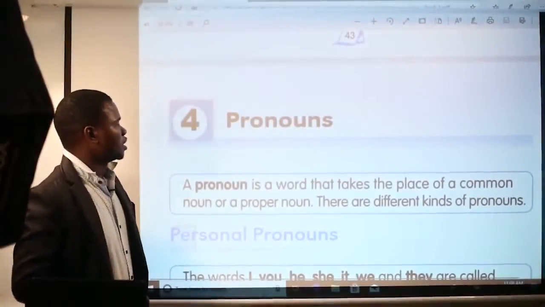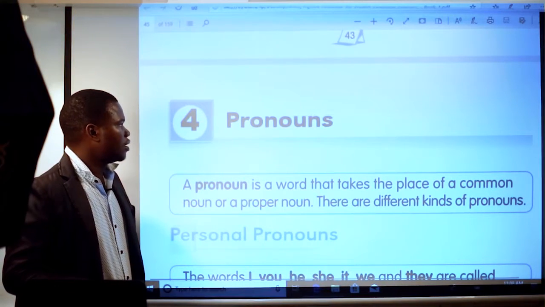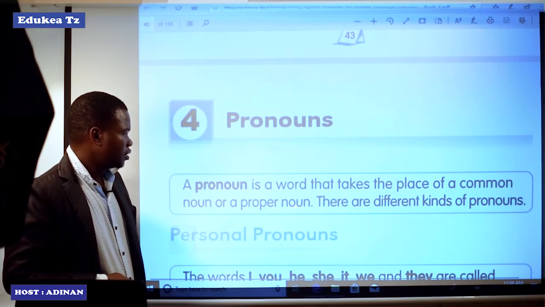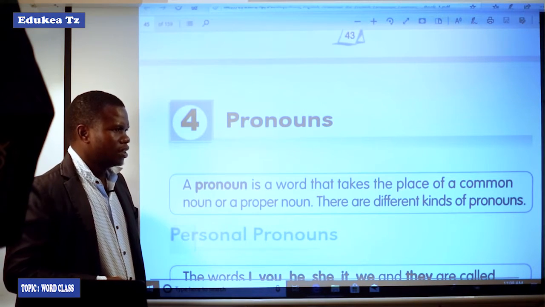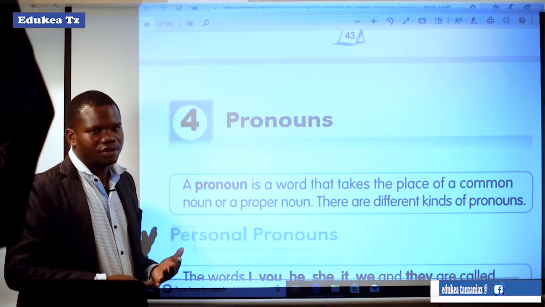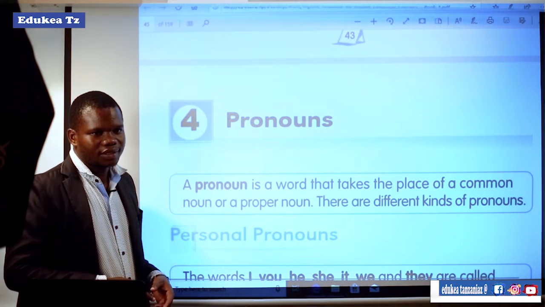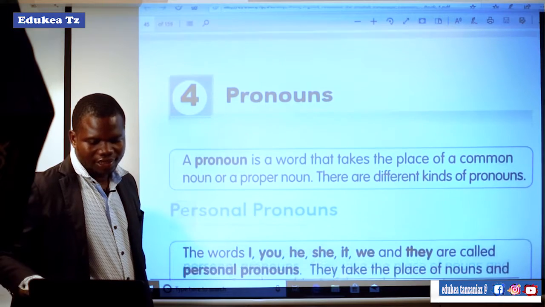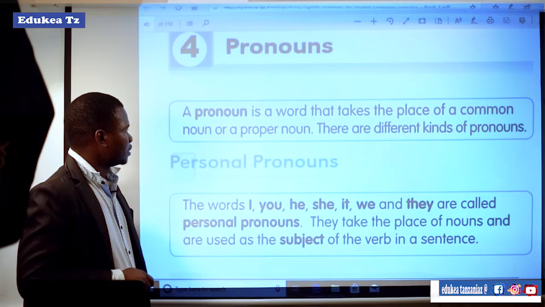So after having the discussion of nouns, welcome to other sessions, and this session is all about pronouns. We have firstly discussed about noun. Then we said noun is all about names: names of people, things, animals, places, and so forth. So now let us check about another word class or kind, that is a pronoun.